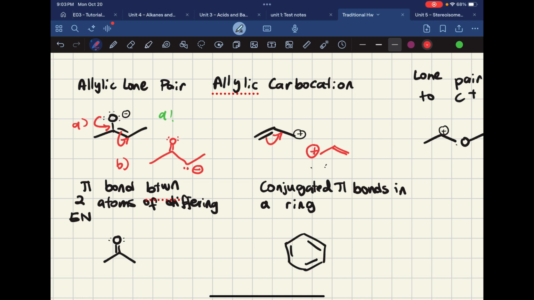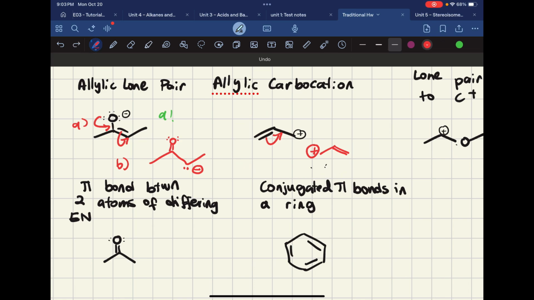If you're noticing a pattern here, it's that the charge is always conserved, right? The overall charge is always conserved. In resonance A over here, we had an overall charge of negative, and in B, we have an overall charge of negative. It just switched atoms. Same with these two, right? They're both positive.